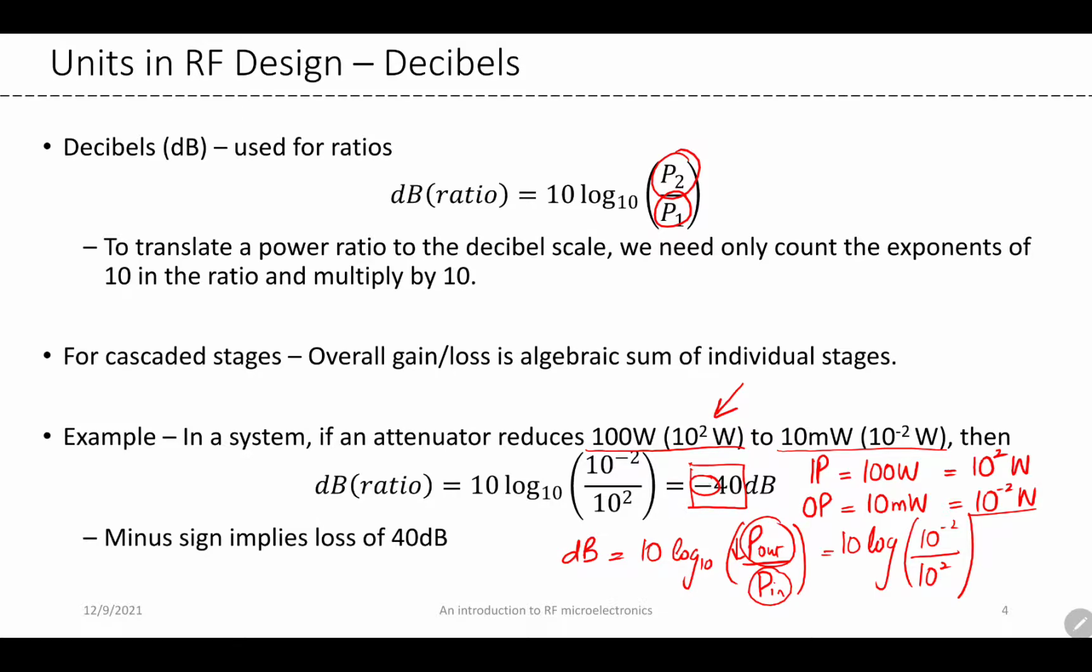So we get a number which is minus 40 dB, and minus 40 dB means that since this is an attenuator, the output power is less than the input power. If this was an amplifier, you would have the output power greater than the input power, and your dB ratio would be a positive number.